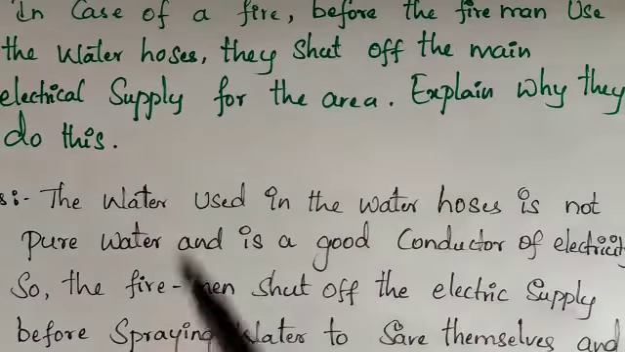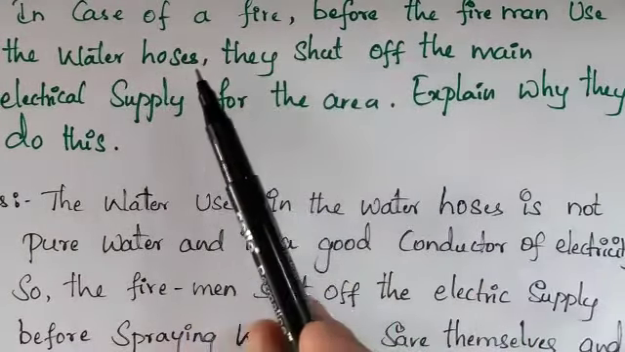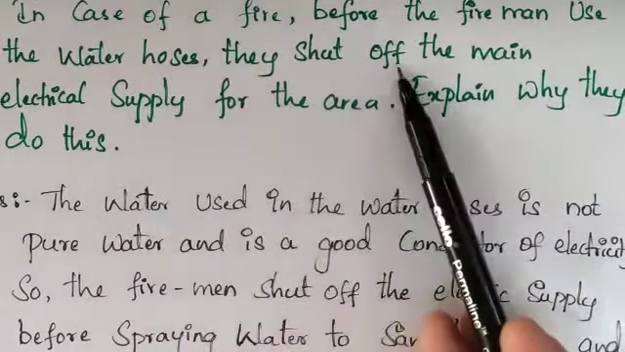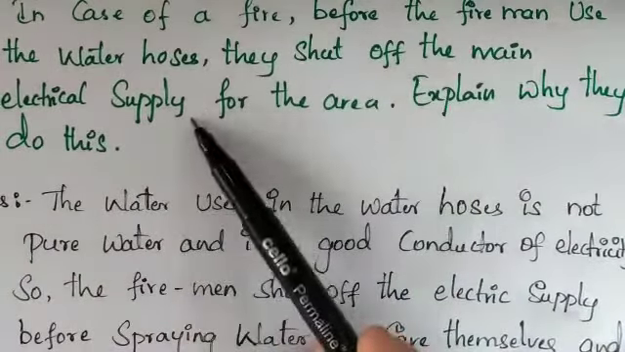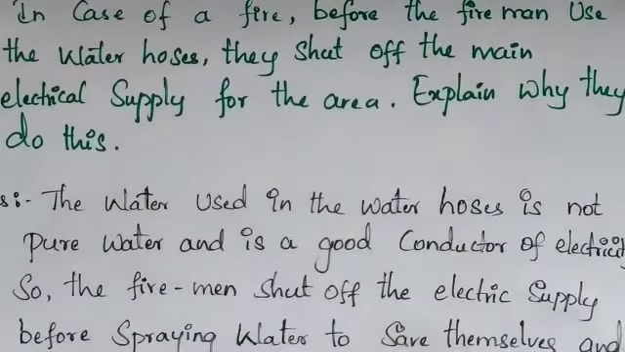Next question is, in case of a fire, before the fireman uses the water hoses, they shut off the main electrical supply for the area. Explain why they do this. That means when a fire has occurred in a building, before the fireman uses the water hoses, which are pipes of water, the fireman carries the water with them.